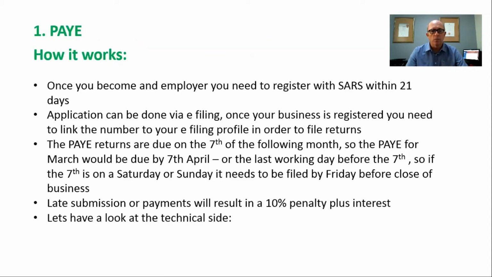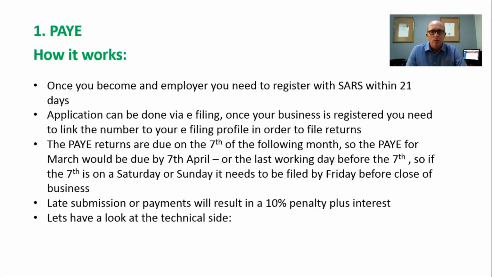So the first thing is pay as you earn. A lot of people don't know how pay as you earn works. So just in short, once you become an employer, you need to register with the Receiver of Revenue within 21 days. So the day when you actually employ somebody, the Receiver of Revenue gives you 21 days to register as an employer with them. The application can be done by e-filing.